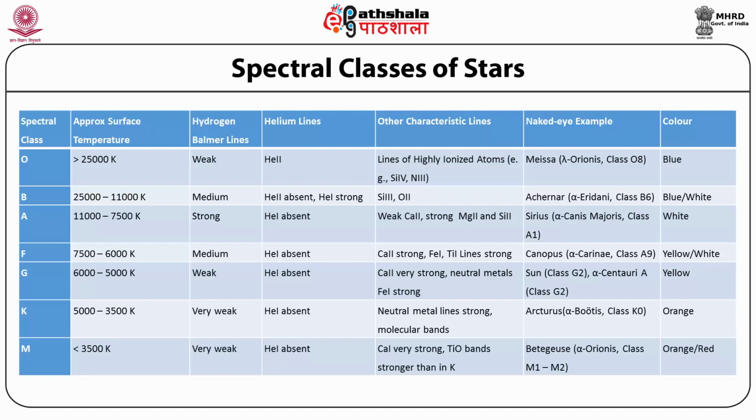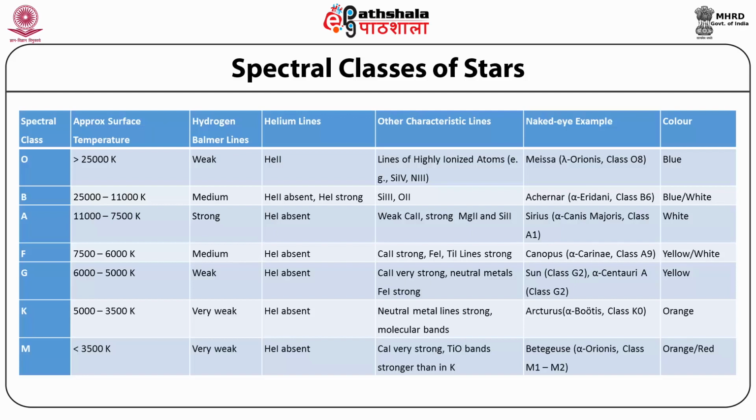The next one is F, having the temperature range from 7500 to 6000 Kelvin. Medium hydrogen Balmer lines are there. He1 is again absent. The Ca2 lines are strongest. Fe1 and Ti1 lines are also strong. The naked eye example is Canopus, Alpha Carinae, class A9, and the color is yellow-white.